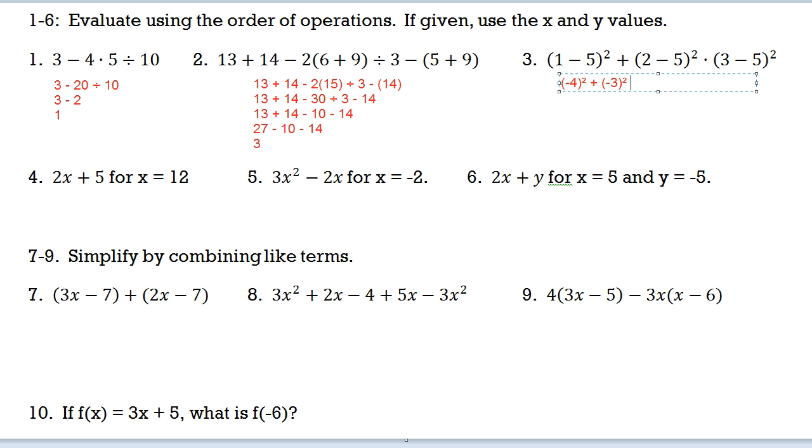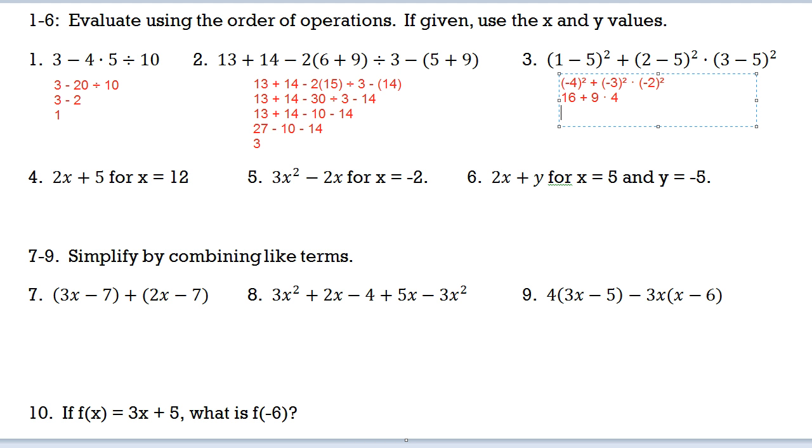And then we're going to have to multiply by this right here. 3 minus 5 is negative 2. Don't forget to square it. All right. The parentheses have been simplified as much as they can possibly be simplified, which means we can jump into the exponents. If you take the number negative 4 and you multiply it by itself, that gives you a positive 16. If you take the number negative 3, multiply it by itself, you get a positive 9. And if you take negative 2 and you multiply it by itself, you get a positive 4.